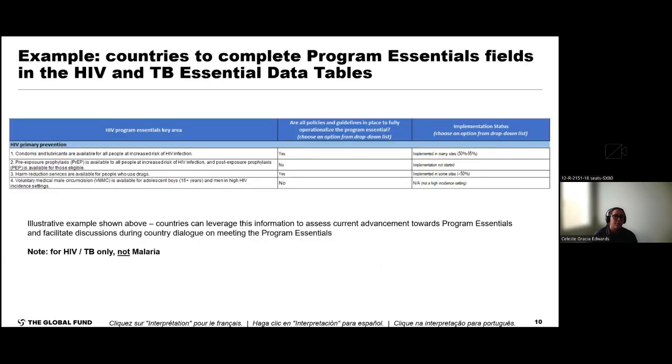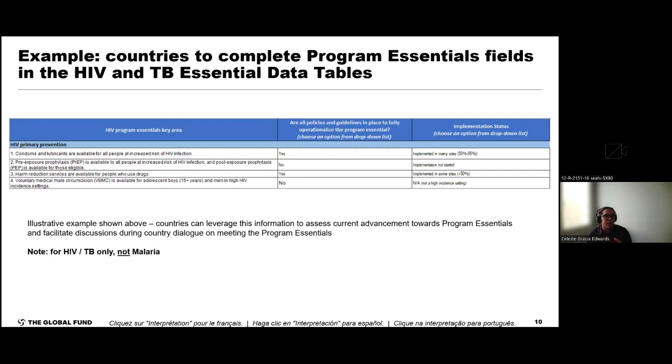This is an example of the essential data table that I referred to previously. This is a very small example for a few of the HIV program essentials. And as I was saying, this essential data table only has to be filled for HIV and TB, not for malaria. So here, what we would like to see is, are the policies addressing these program essentials in place, yes or no? And then what level of implementation we have.